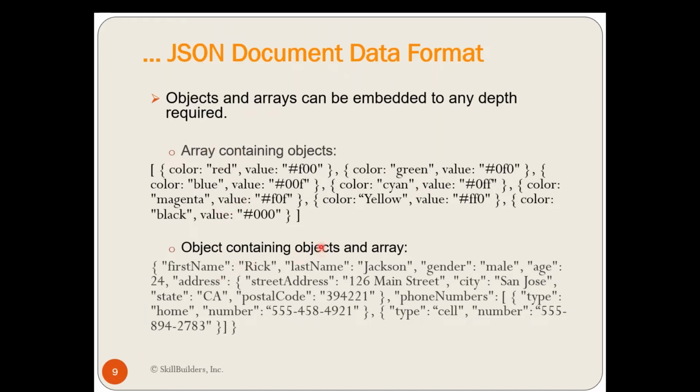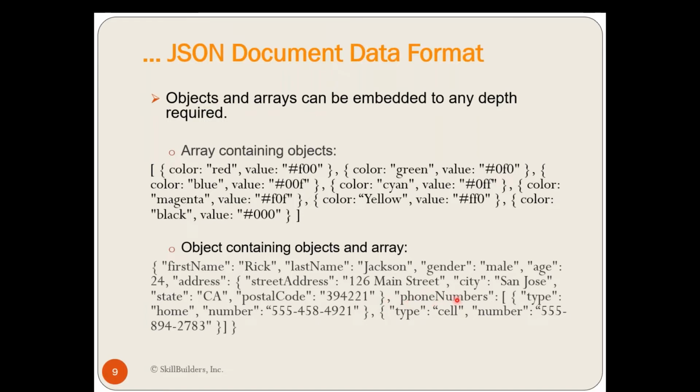Here's an object containing other objects and an array. Here's a single object, so my open curly brace, my closed curly brace. It has a name value pair, first name Rick, the next name value pair, last name Jackson, the next one gender male, the next one age 24, but look at address, I mentioned that before. Address can be an object. It can have multiple pieces, so an address has just a curly brace, it's a single object. It doesn't have more than one address, there's only one address in here. So it's an object, street address, colon, 126 Main Street, city and its value, state and its value, postal code and its value, and that object.